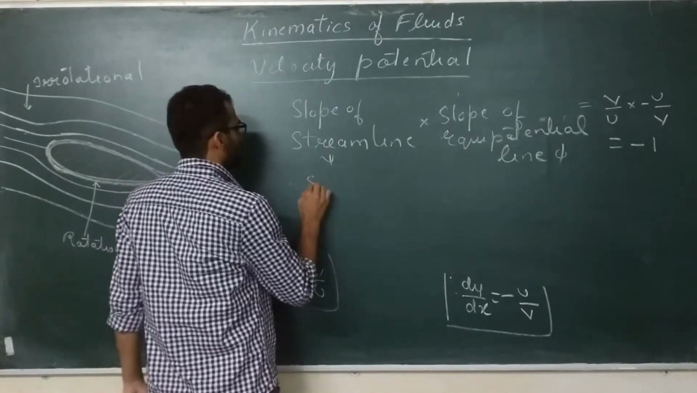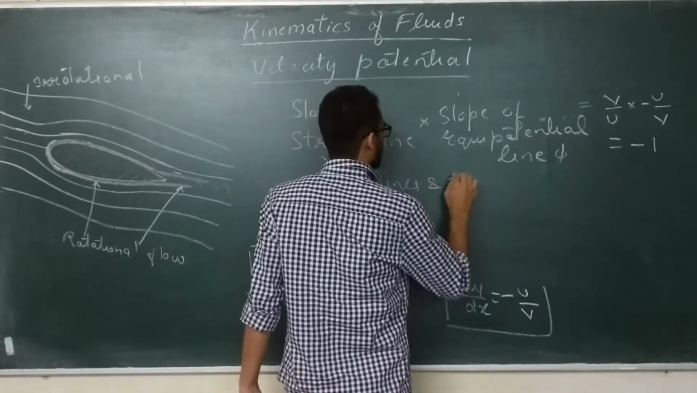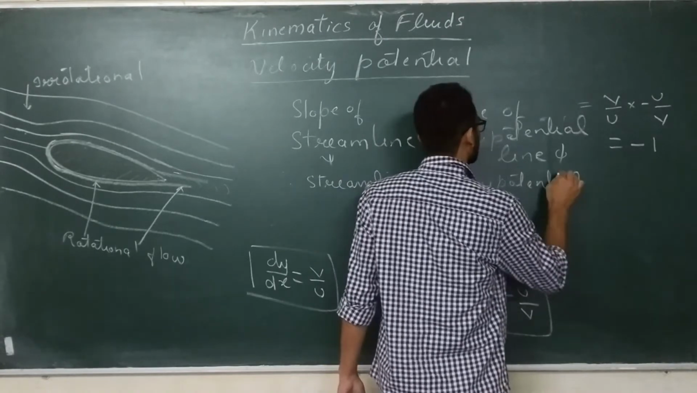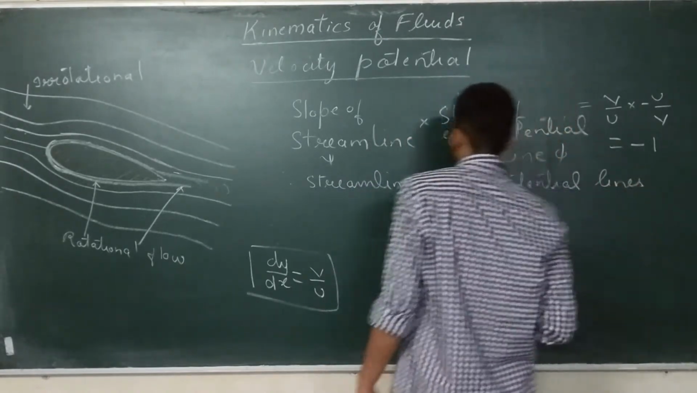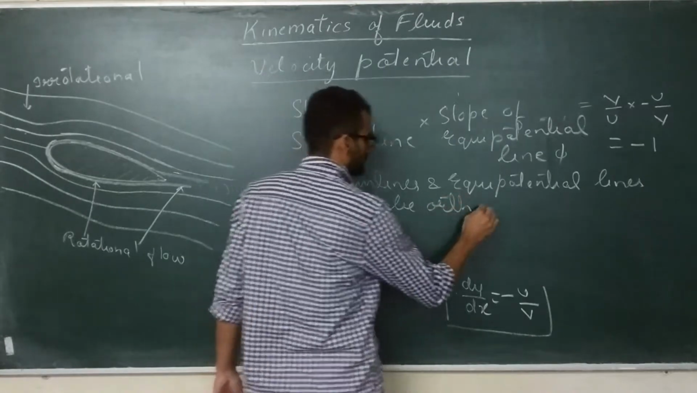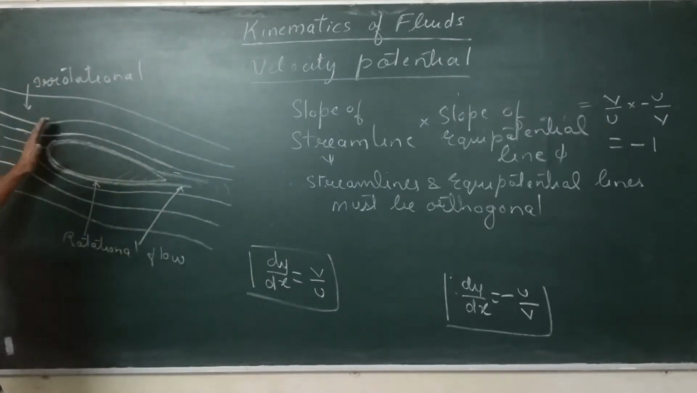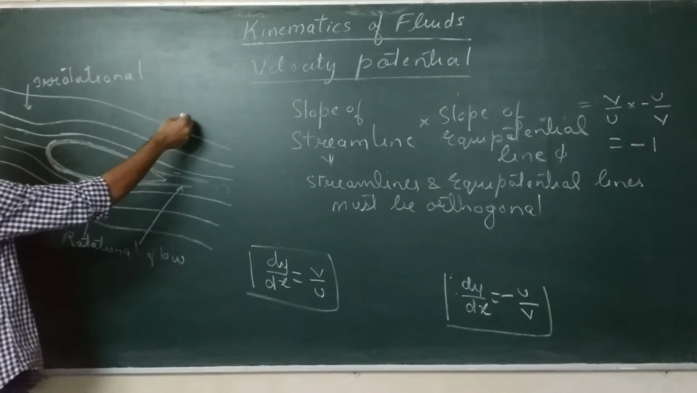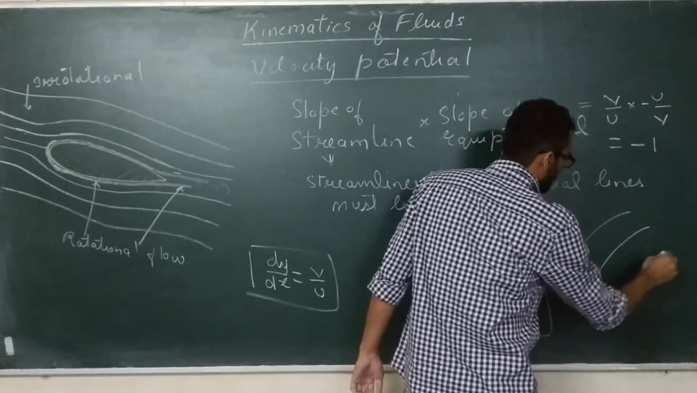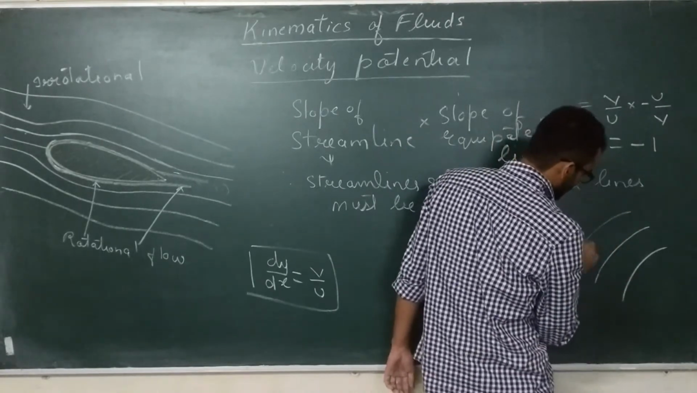Therefore, streamlines and equipotential lines must be orthogonal. It means that if you have these streamlines, these are the streamlines, how should the equipotential lines be? Normal to this. For example, if you have the streamlines, then how should you draw the equipotential lines?